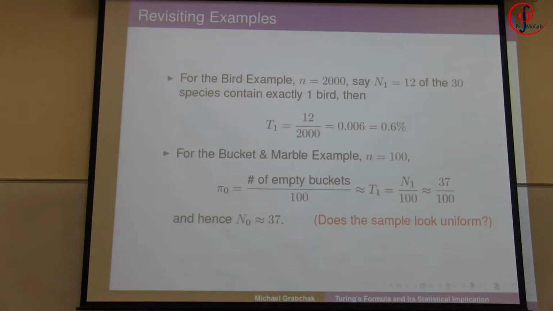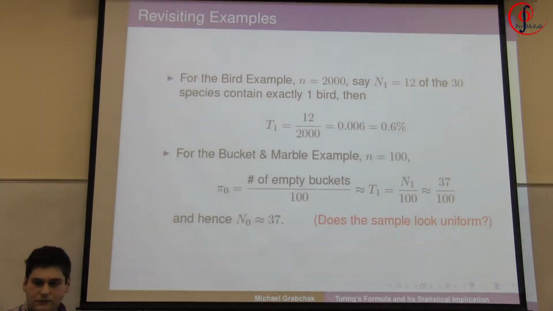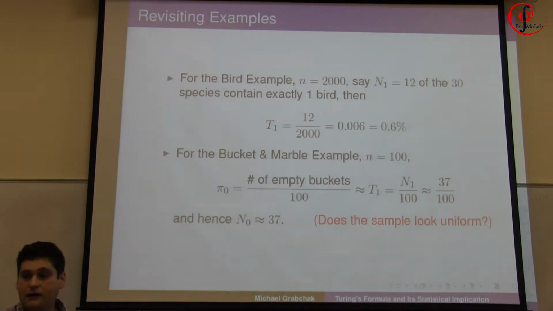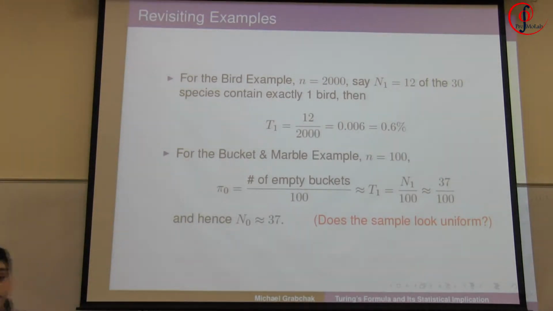One thing I do want to add is that the sample that we have, with 37 empty buckets and, on average, 37 buckets with about 1 marble, does not look like a very uniform sample, even though it comes from a uniform distribution. Of course, in this example, we could figure out why we wind up getting some buckets that have a lot: we have 100 equally likely buckets and only 100 marbles. But one thing Turing's formula can help us to see is that, although the sample doesn't look uniform, it is roughly because we don't have a large enough sample to deal with the number of buckets in the distribution that we have.